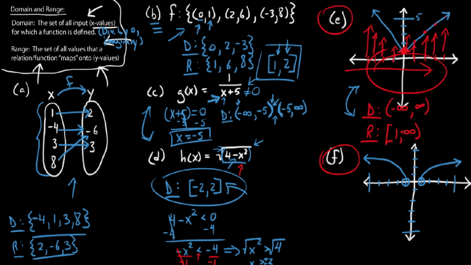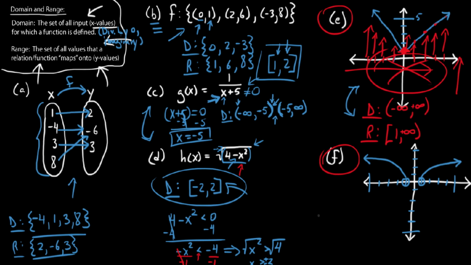So range is kind of like domain. For domain, from left to right, were there any spots where we picked our pencil up? Well, for range, from bottom to top, were there any spots where we never had our pencil down? The answer is yes, we didn't have our pencil down anywhere down here. It was all above 1, including 1.